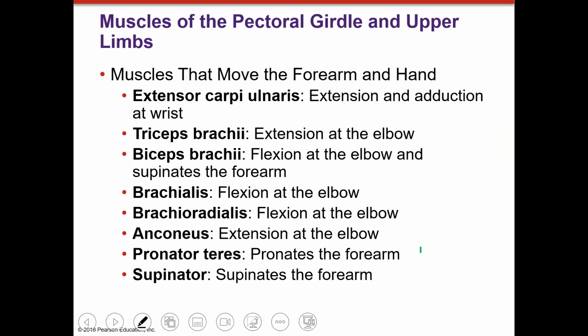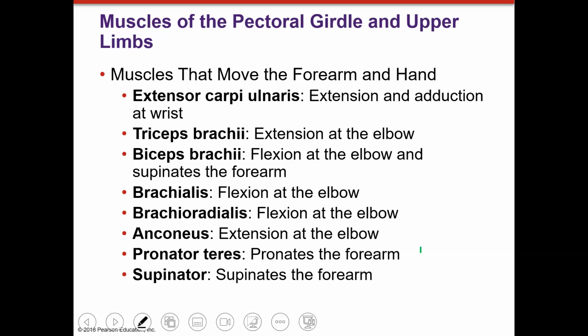So extensor carpi ulnaris, the carpal bones, and the ulna. Okay, so extensor is going to extend. Extensor carpi ulnaris, extension and adduction at the wrist. Triceps brachii is going to be extension at the elbow. Biceps brachii is going to be flexion at the elbow and supination, or palm up, at the forearm. Brachialis is flexion at the elbow.